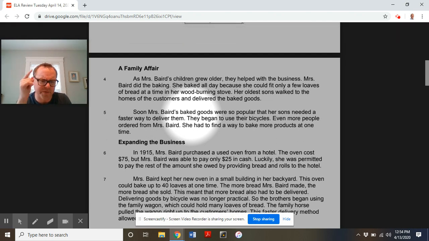So let's stop and think about this. Okay, so this section is about Mrs. Baird, but it's also about her family. So what were they doing? Well, they were delivering all of the products. Why? Well, they were delivering the products to the customers. And the why is because the bread was getting so popular that everyone was buying it. So let's begin our sentence. The subject, Mrs. Baird's family.